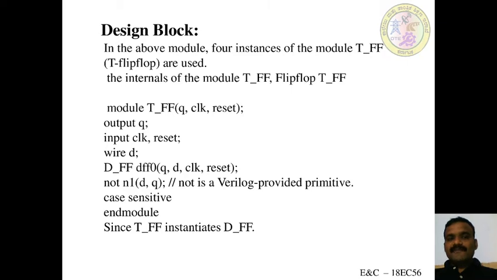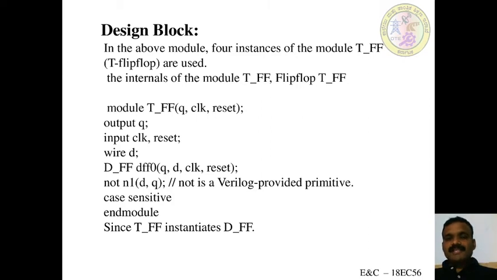So D_FF, DFF0, this is also an instantiation of the D flip-flop that appears inside the T flip-flop. All of you know a T flip-flop is nothing but a D flip-flop and an inverter. So Q, D, clock and reset; clock and reset are the inputs and Q is the output. There is an inverter inside the T flip-flop, so that's why not n1, D comma Q, because this is the input to the NOT gate.